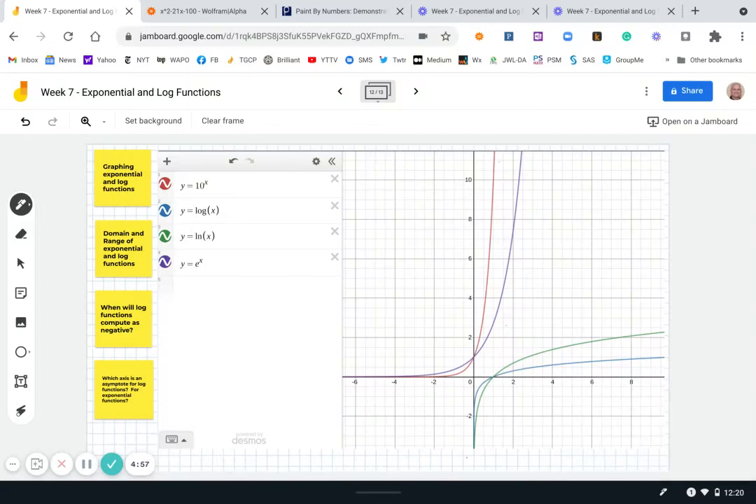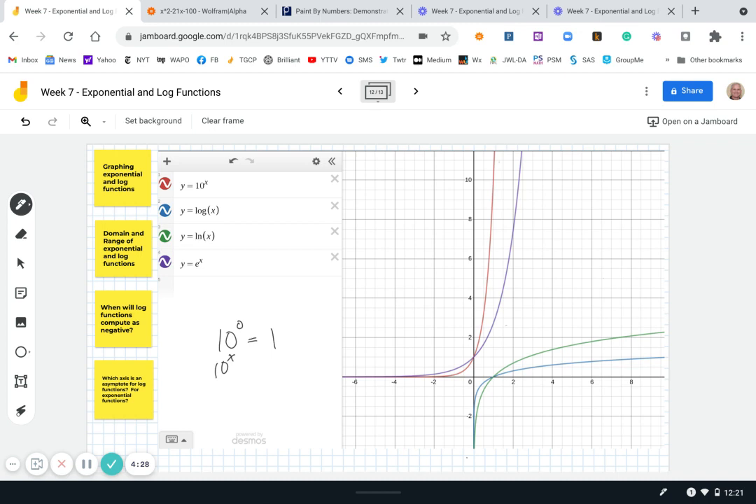Last but not least, we need to talk about graphing. How do we graph exponential functions, as well as logarithmic functions? Well, it's interesting. If we think about a power, let's say power of 10, 10 raised to the 0 power, what does that equal? That equals 1, right? So if 10 to the x and x is 0, we end up with 1.